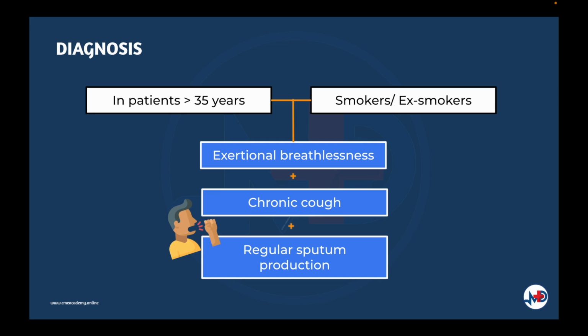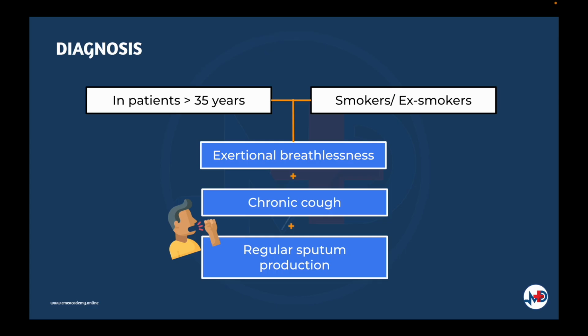NICE recommends considering a diagnosis of COPD in patients over 35 years of age who are smokers or ex-smokers and have symptoms such as exertional breathlessness, chronic cough, or regular sputum production. The following investigations are recommended in patients with suspected COPD. Post-bronchodilator spirometry to demonstrate airflow obstruction, if the FEV1 over FVC ratio is less than 70% with normal total lung capacity.